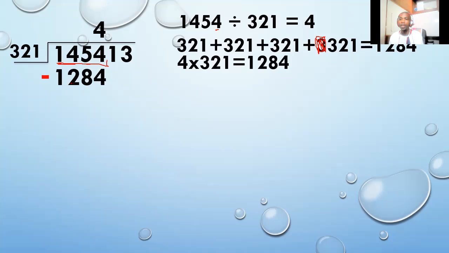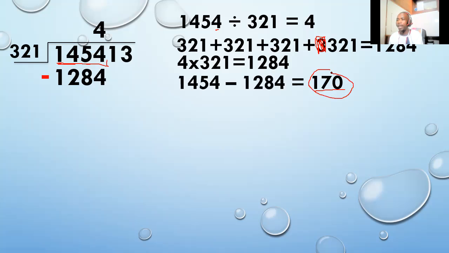I subtract 1,284 from 1,454. What do I get? I get the remaining 170. 170 is that remainder that we get when we divide here. So we can write remainder 170. But in this process of long division, we don't write it. Okay? We don't write it. It just works inside here.